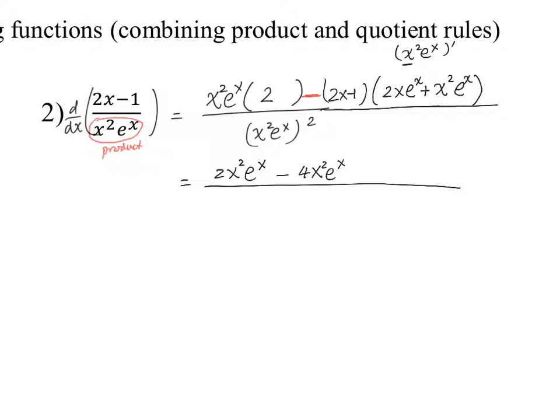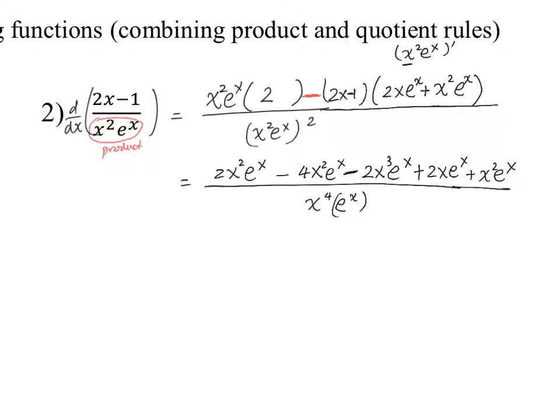Outer is 2x times x squared. By the way, that should change the sign. I should have a minus sign. So minus 2x cubed e to the x. The inner term was minus 1 times the other one. So with this minus sign in the front, I have to switch the sign: plus 2x e to the x. And the very last one is plus x squared e to the x, over x to the fourth e to the x squared, right?